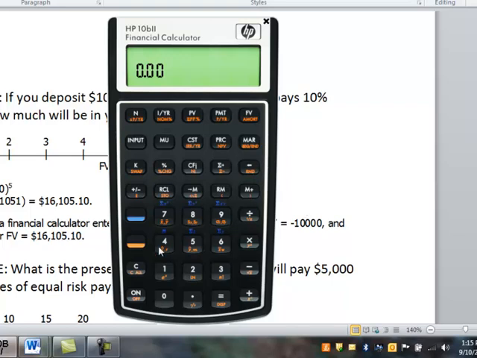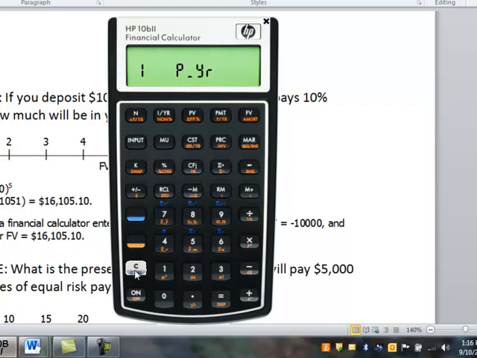The first thing that you want to do is hit Shift, Clear All, and hold it. And you'll notice that the default setting is monthly, 12 payments per year. We want to set that to a yearly payment so that you can compute the problems in the book. So select 1, Shift, Payment per Year. And now you'll notice if you hit Shift, Clear All, and hold it, it will be set appropriately.